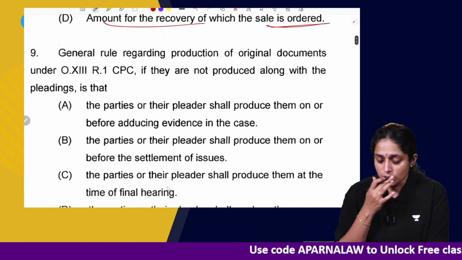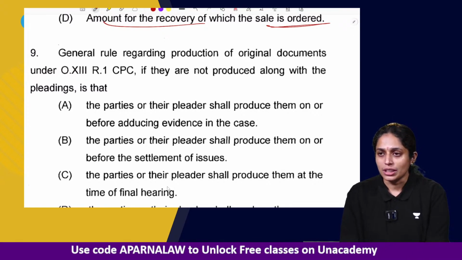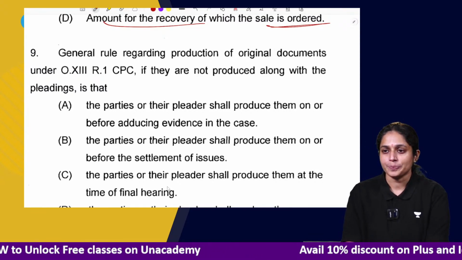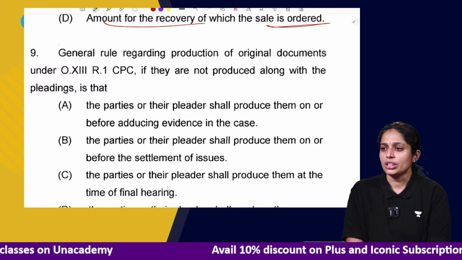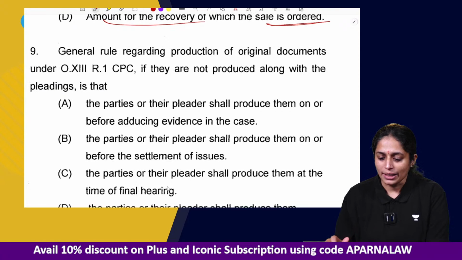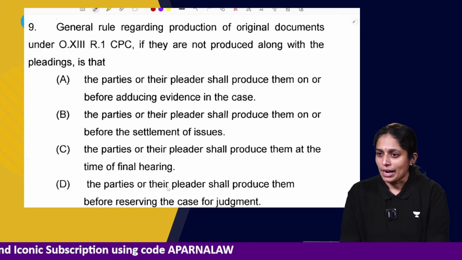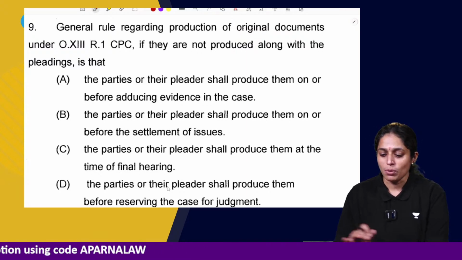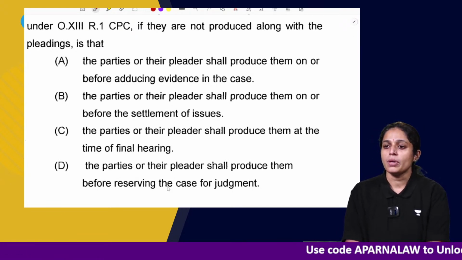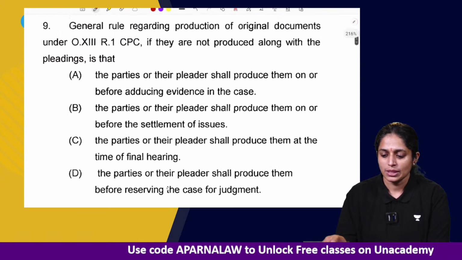Ninth question, general rule regarding production of original documents under Order 13 Rule 1 CPC, if they are not produced along with pleadings, is that A. The parties or the pleaders shall produce them on or before adducing evidence in the case. B. The parties or the pleaders shall produce them on or before the settlement of issues. C. The parties or the pleaders shall produce them at the time of final hearing. And D. The parties or the pleaders shall produce them before reserving the case for judgment. See the question properly.